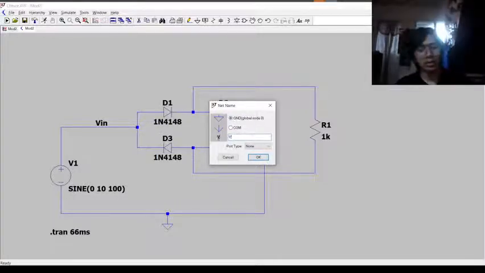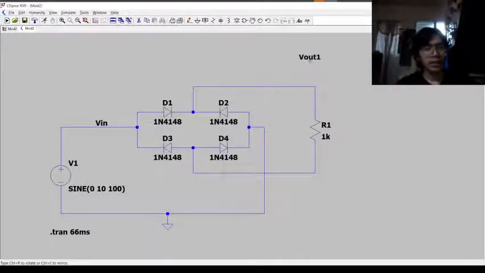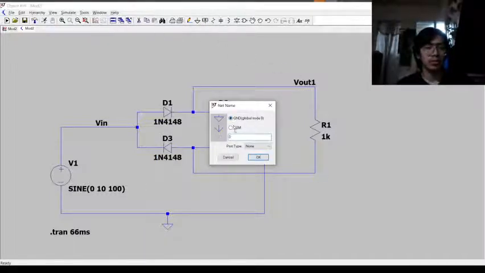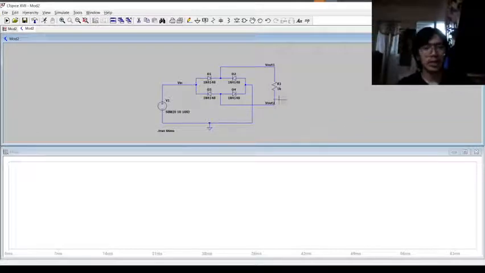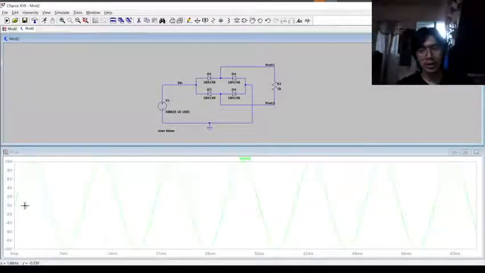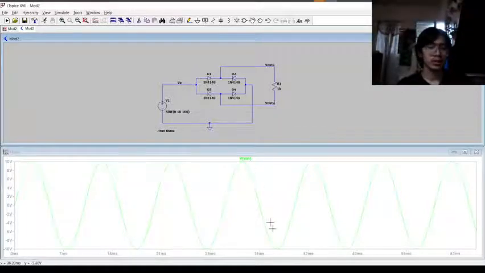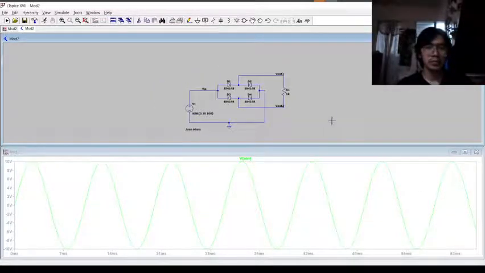V out. So we will have V out 1 here, and V out 2 below. And then we simulate it again. So we click on the voltage in. As you can see, the 10 volts amplitude gives us a 20 volts peak to peak, an alternating flow of voltage with 20 volts peak to peak.